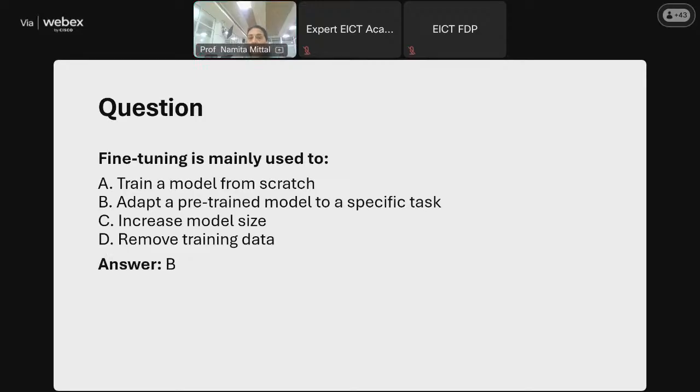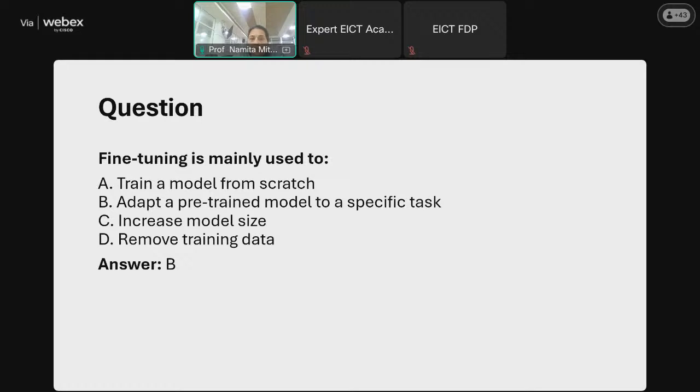Adopt a pre-trained model to a specific task. It's very clear. All other options are not correct. Train a model from scratch? No, it's not a fine-tuning. Increase model size? No, nothing to do with the fine-tuning. Remove training data? No, it's not possible.